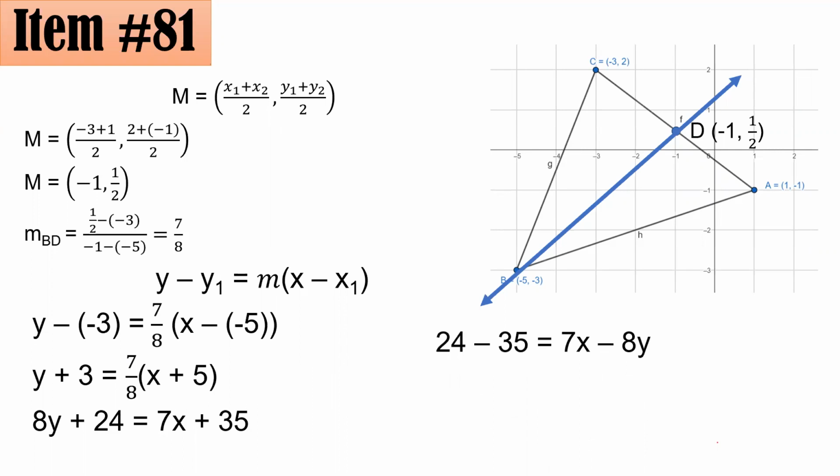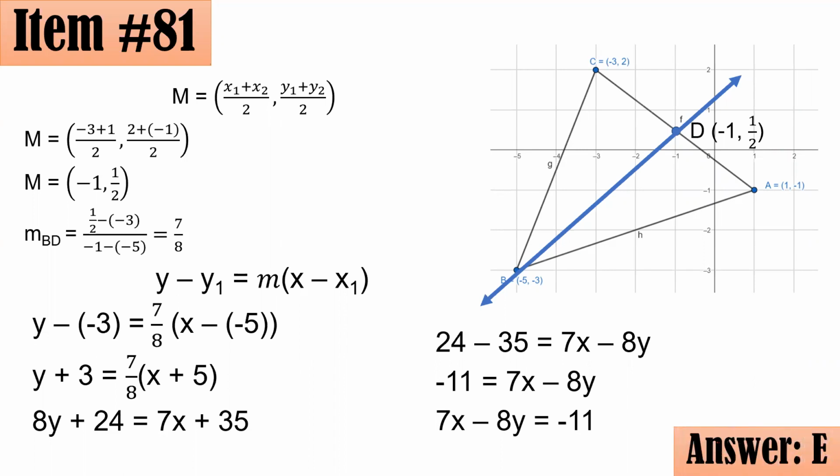Then I subtracted both sides by 35, and I also subtracted both sides by 8y. And that's why we arrived at this. Simplifying the left-hand side, 24 minus 35 gives you negative 11 equals the right-hand side, which is 7x minus 8y. Using the symmetric property of equality, we could say that 7x - 8y = -11 is our required equation. And since this is not one of the choices, the correct answer here is letter E.